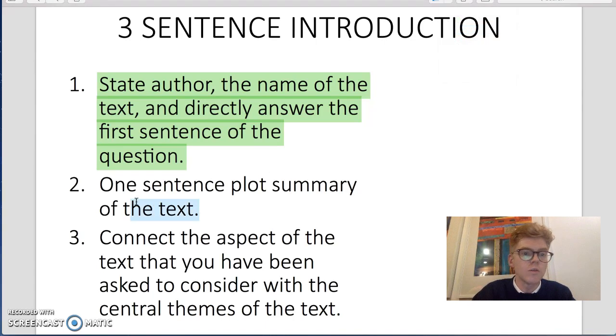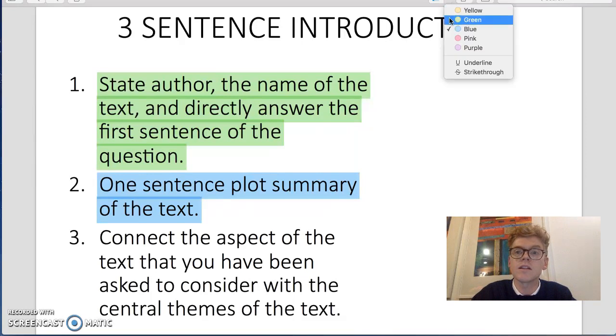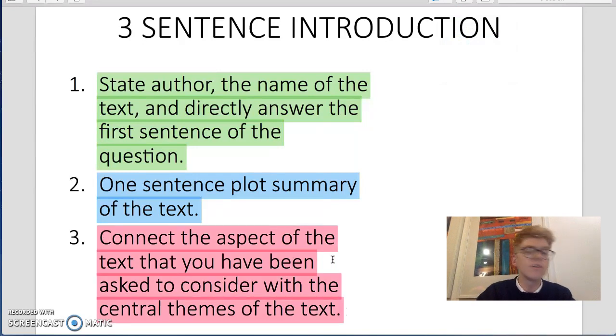The second thing that we're going to be doing, the second sentence, is just a 1-sentence plot summary of the text. And of course, because the text is not going to change depending on what question you pick, that is a sentence that doesn't have to change dependent upon the question that you pick. So you can learn a 1-sentence plot summary that's been redrafted a few times and checked by your teacher, and so you can have a really nicely crafted sentence for that second sentence of your essay and give a good impression.